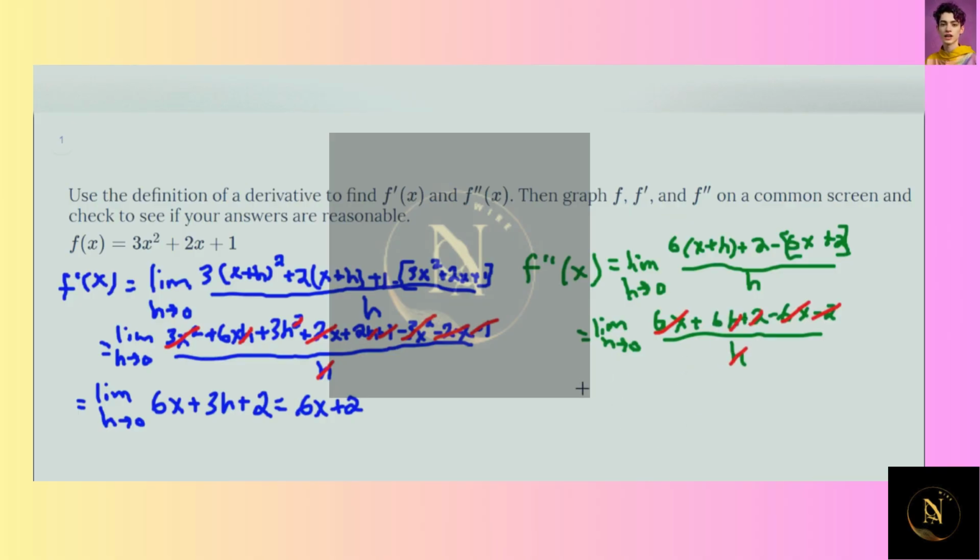That's the only remaining term. The limit as h approaches 0 of just the constant number 6 is equal to just 6. So the second derivative we have determined is just 6.